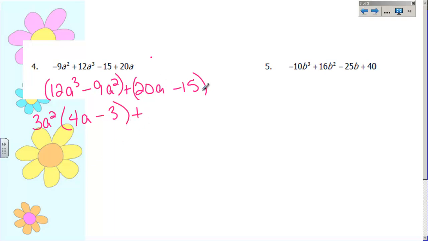Now, the greatest common factor here for 20a and 15 is going to be 5. 20 divided by 5 is 4. You need the a still, and then 15 divided by 5 is 3. My parentheses check out, so one of my factors is 4a minus 3. The other one is 3a squared plus 5.